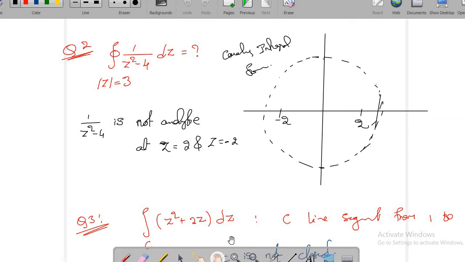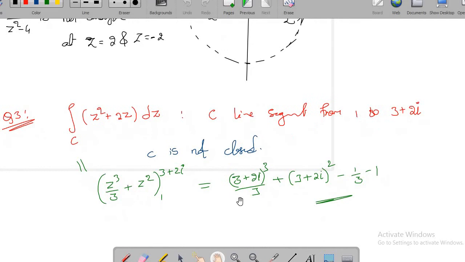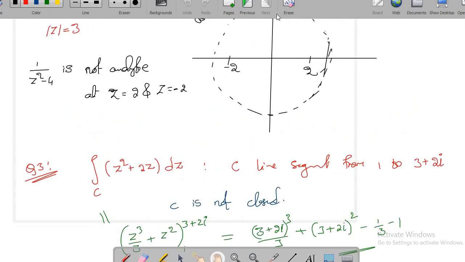Okay, and I asked you to solve this problem. I think we did, because since it is analytic, we can directly integrate and substitute the upper and lower limits here. That's what you can do. Okay.